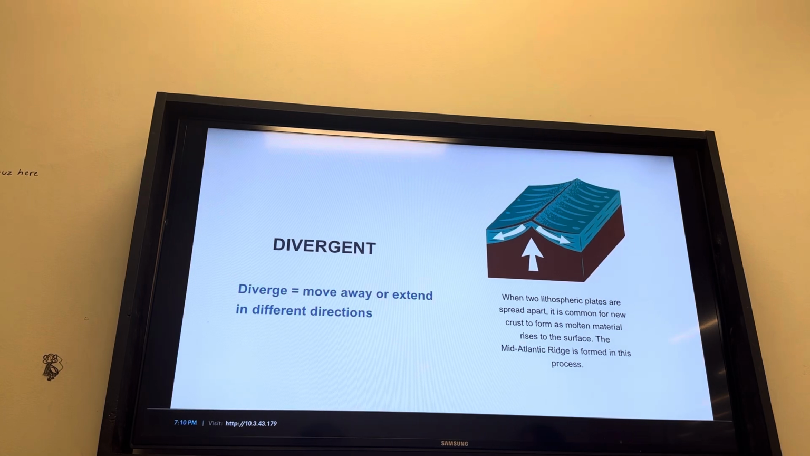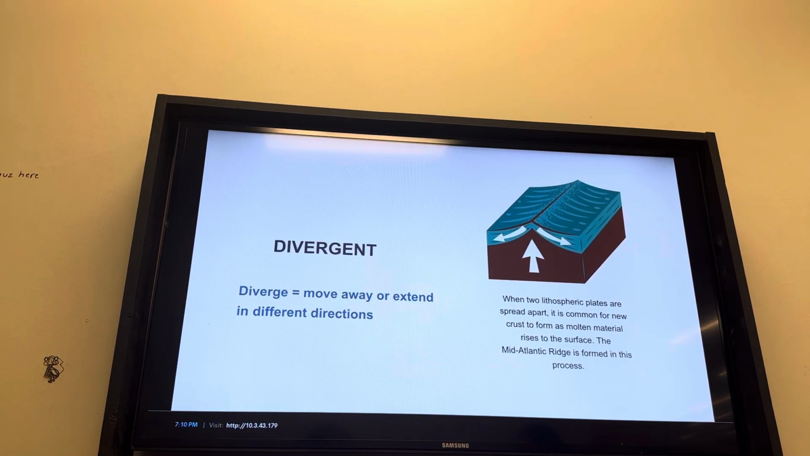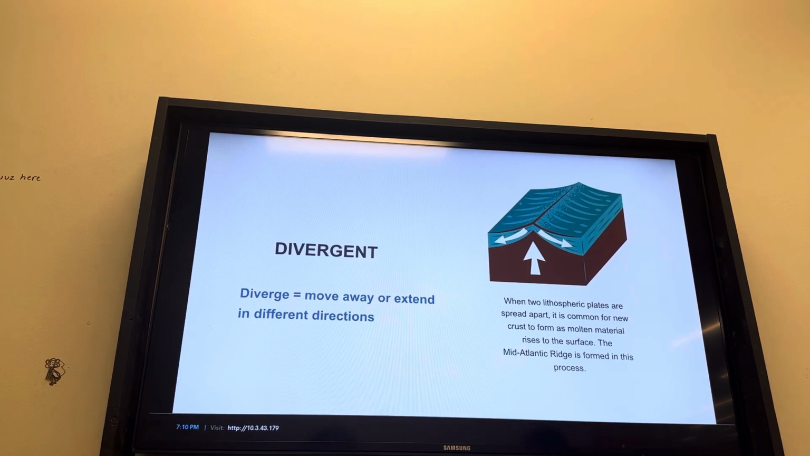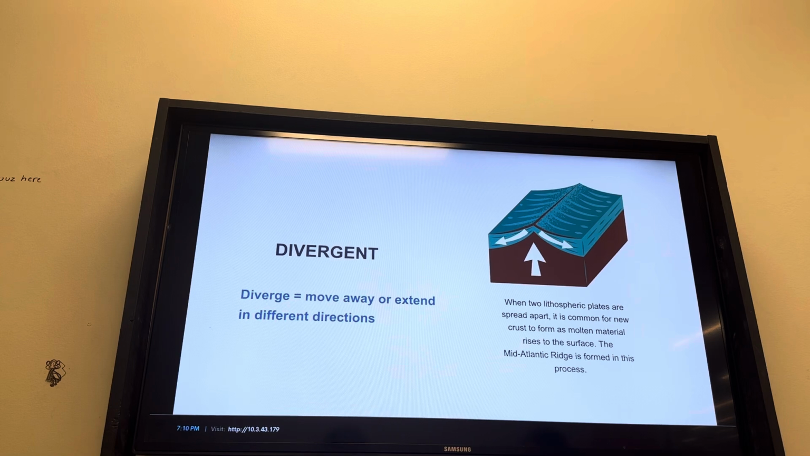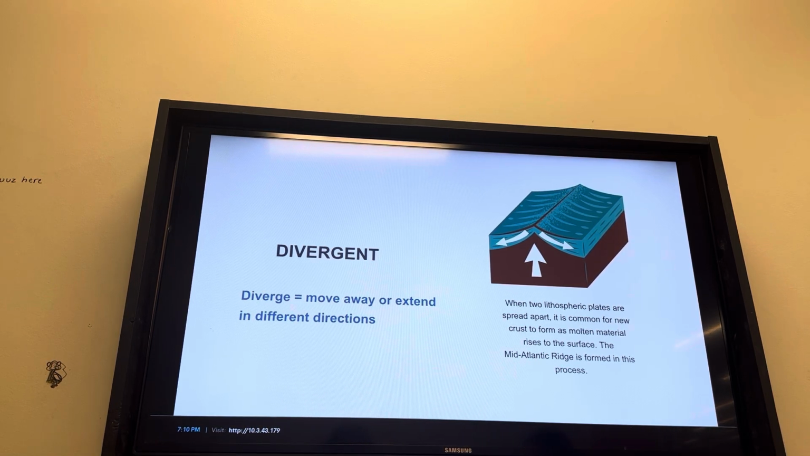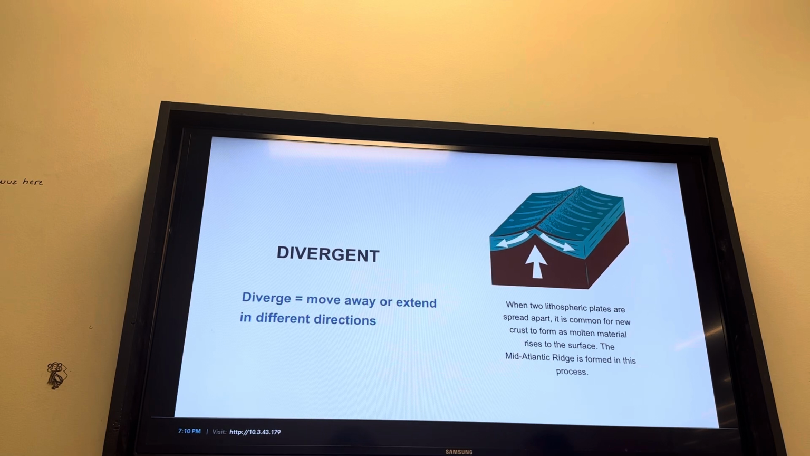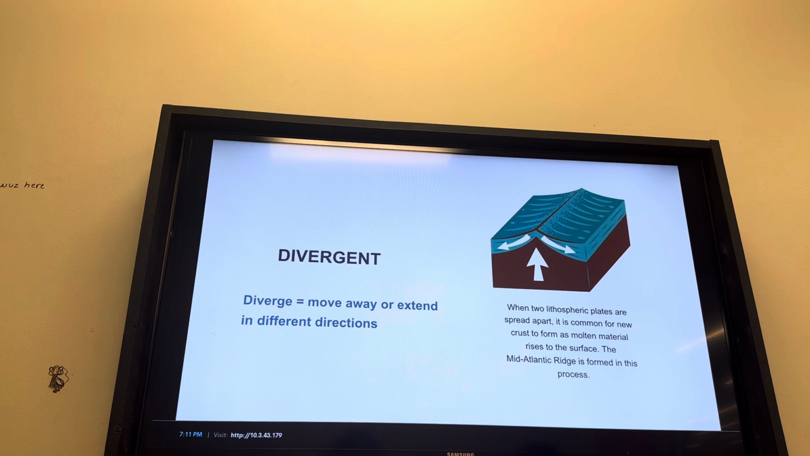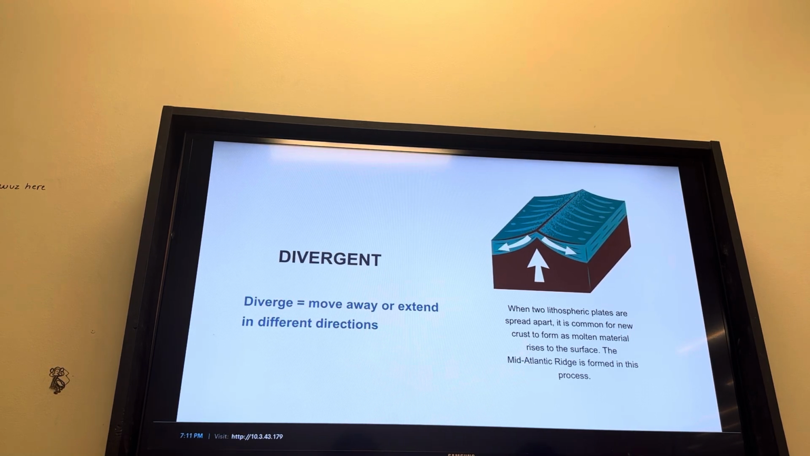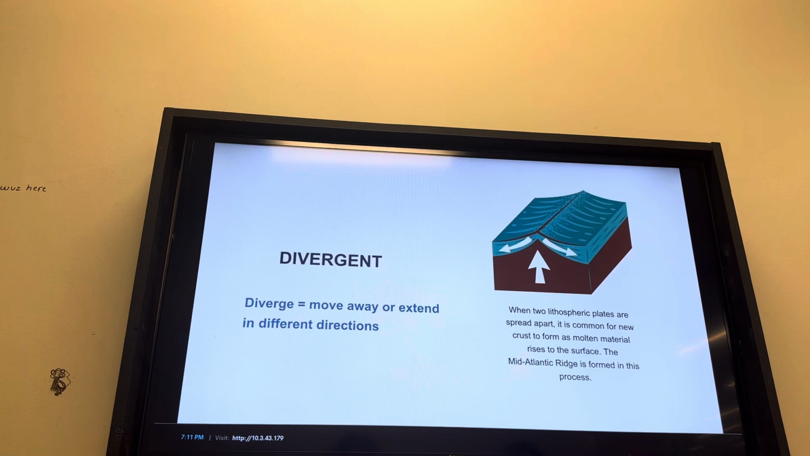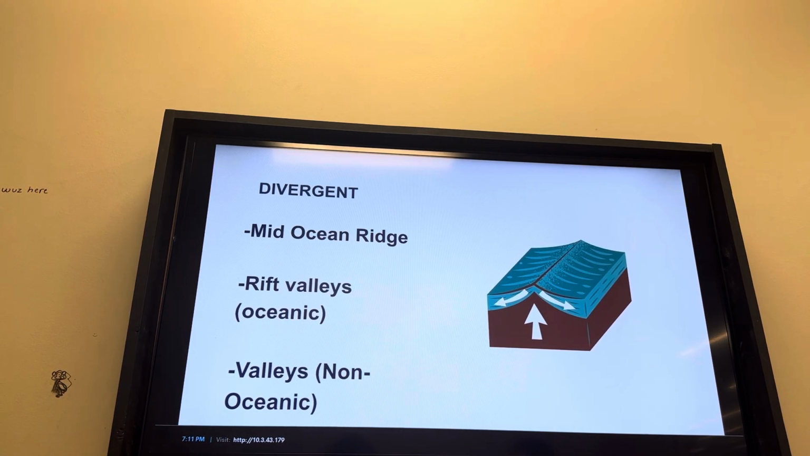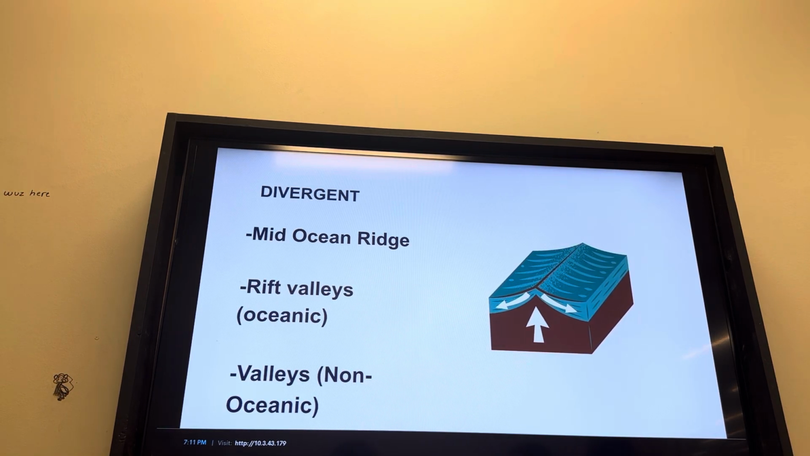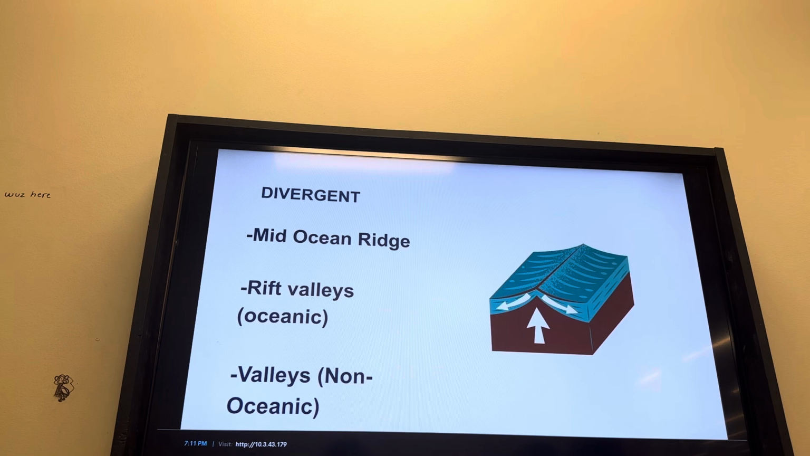Next, we are going to talk a bit about divergent plate boundaries. Divergent means to move away or to extend in opposite directions. So in this case, divergent boundaries occur when two tectonic plates move away from each other. An example of this could be when two lithospheric plates are spread apart. It is common for new crust to form as molten material rises to the surface. The Mid-Atlantic Ridge is formed in this process. A couple of examples of occurrences at divergent plate boundaries are mid-ocean ridges, rift valleys, which are oceanic, and valleys which are non-oceanic.